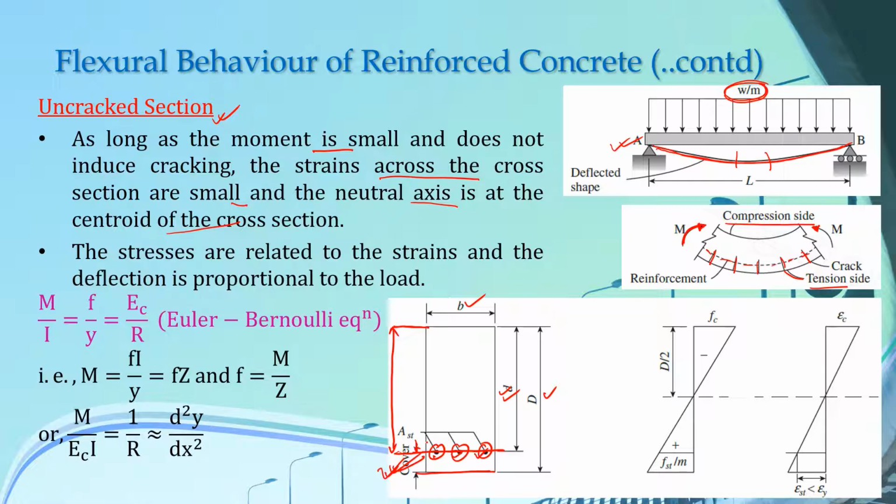What happens is that when the moment induced in our beams is small, then there is no cracking in our beams. In such a case, when no cracks have developed yet, the strains in our beam are also very small and the neutral axis is at the centroid of the cross section. So now our centroid is at a distance of D by 2.